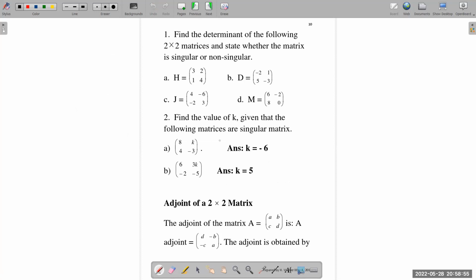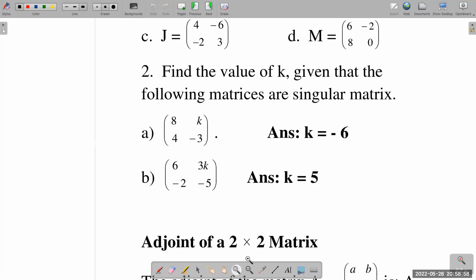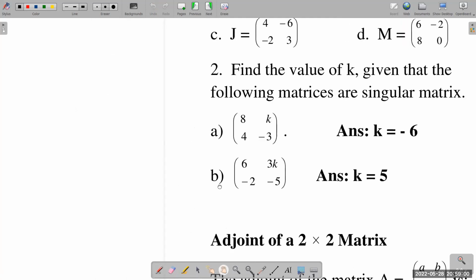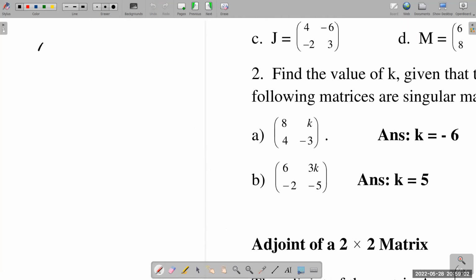So look at this one, for example. I'm going to work out this one because I just want to show you how algebra comes through all the time. They gave us this matrix: 8, K, 4, negative 3. This K can't stress me out because I am strong in algebra. So I know, don't panic. If they say this is singular and they want me to find K, that means what? The determinant is equal to 0. And if that is equal to 0, I could solve for K.